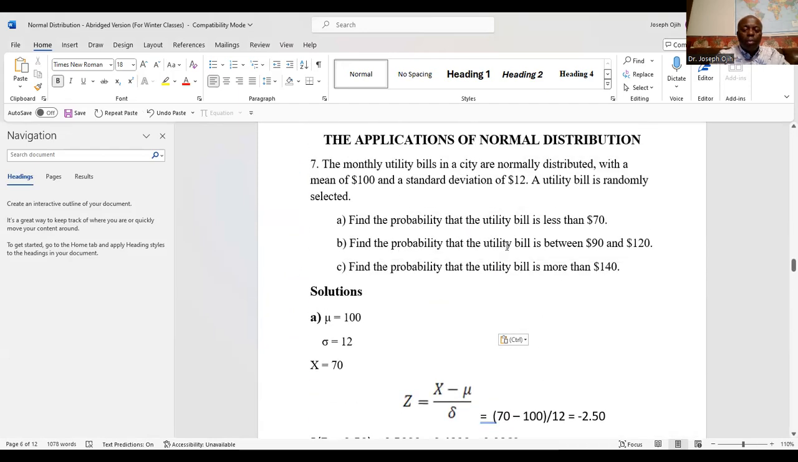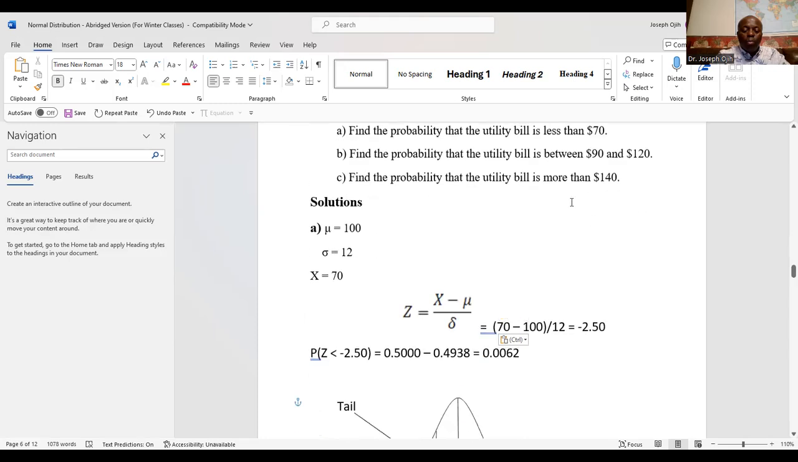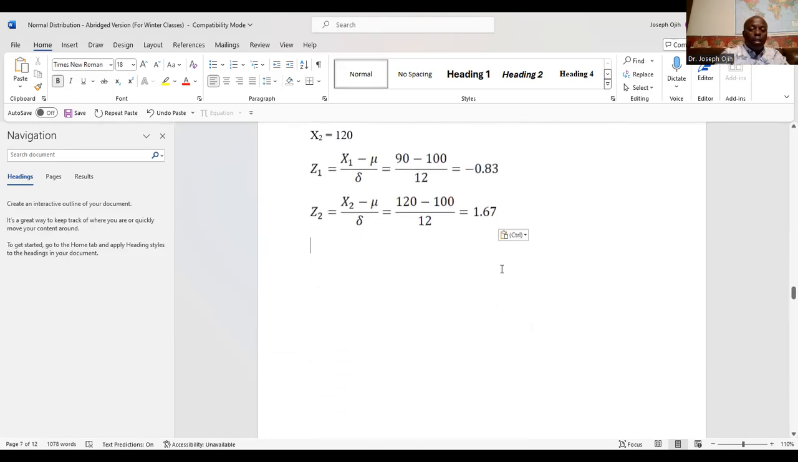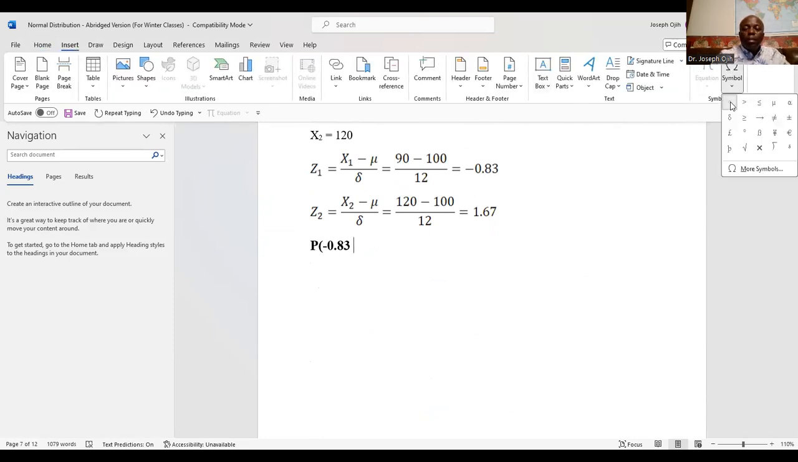probability that the utility bill is between 90 and 120 becomes the probability between negative 0.83, okay, and 1.67. That's how we write between z equals negative 0.83 and z equals 1.67.